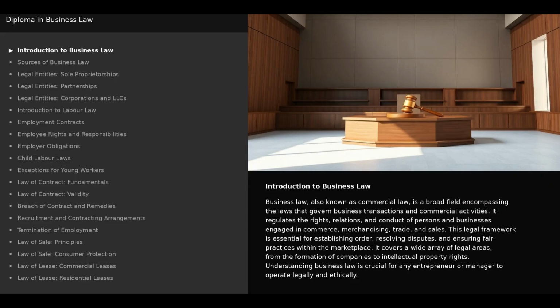It covers a wide array of legal areas, from the formation of companies to intellectual property rights. Understanding business law is crucial for any entrepreneur or manager to operate legally and ethically.